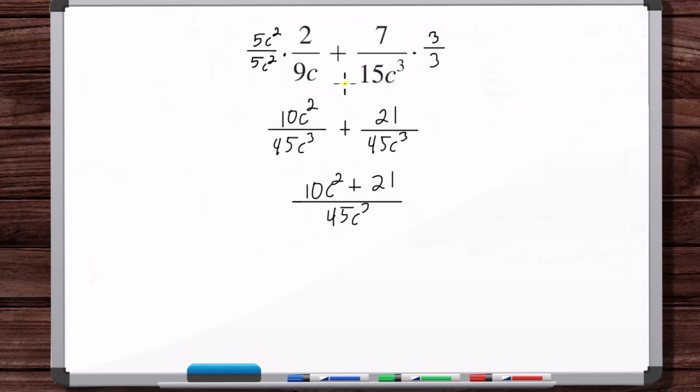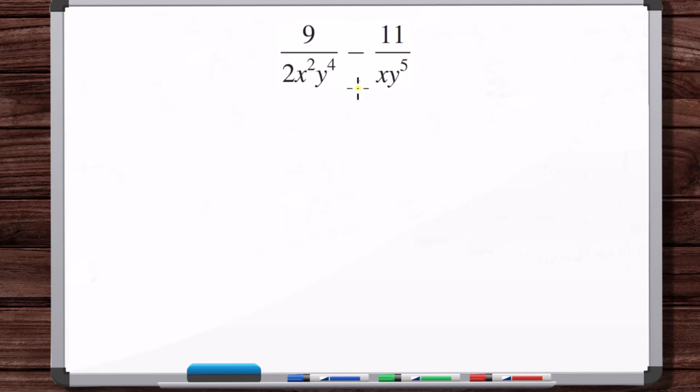Now, we see that c can't be 0, but in this case it works out that we can see c can't be 0 anyway. So in this case there's no confusion. We couldn't even input c equal to 0 into this either.